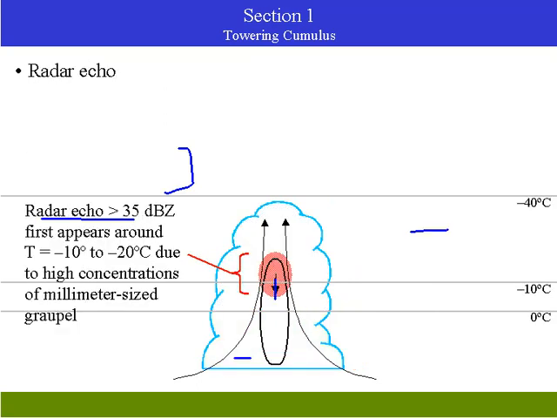And it's at this point, a key point in the thunderstorm life cycle, that as this graupel begins to develop in this minus 10 to minus 20 region of the growing towering cumulus, we begin to get graupel with very thin, wet skin, and we begin to develop our first radar echo greater than 35 dBZ.